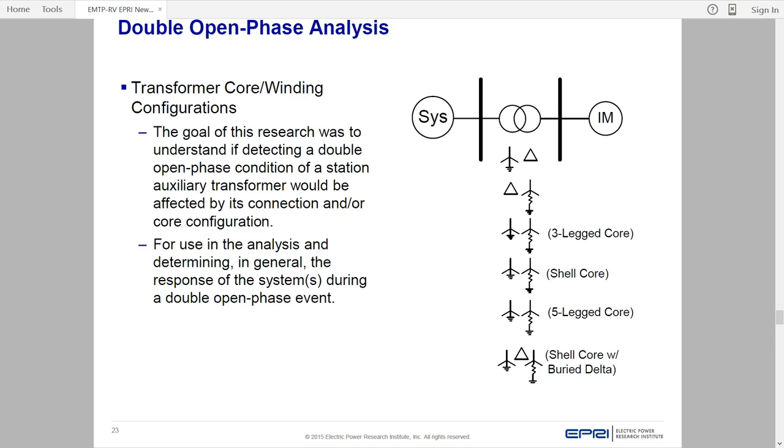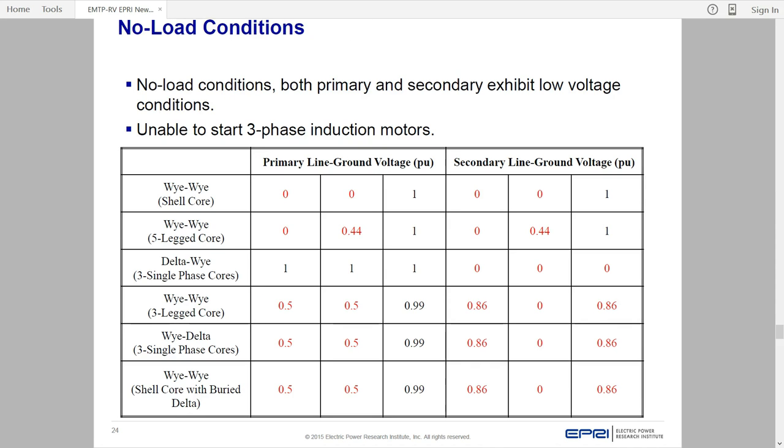Well, basically what you get is this is no load conditions, and there weren't any cases where we were able to start motors, but you can see that you get it acts worse than what a single open phase was, so no surprise there. But it does have some unique characteristics.